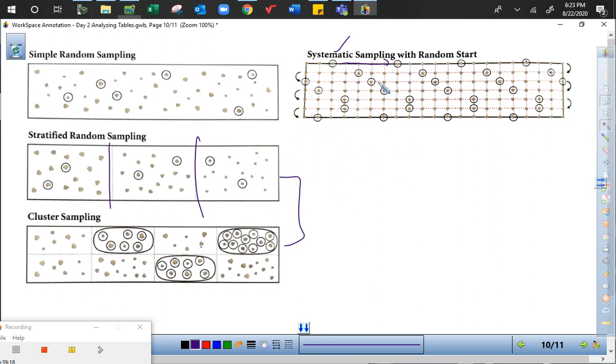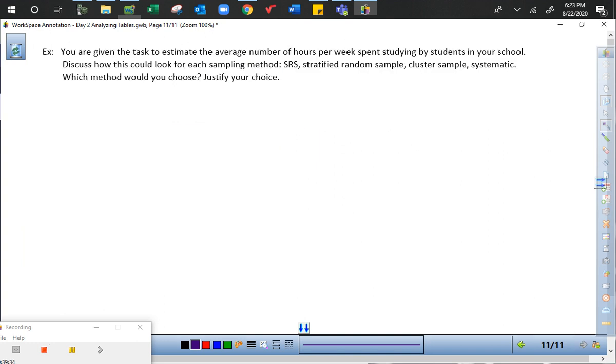So how we decide if we know what we're doing is, what if you had to create a survey for all of those? Okay, this one, it says you're given the task to estimate the average number of hours per week spent studying by students in your school. So it is Hayes High as our population. And we're supposed to see how could this look for a simple random sample, a stratified random sample, cluster, and systematic, and then which would you choose and why.